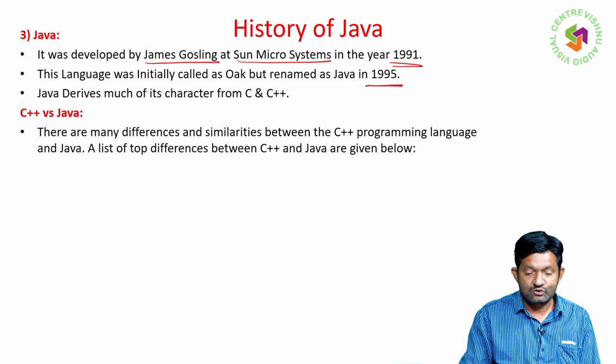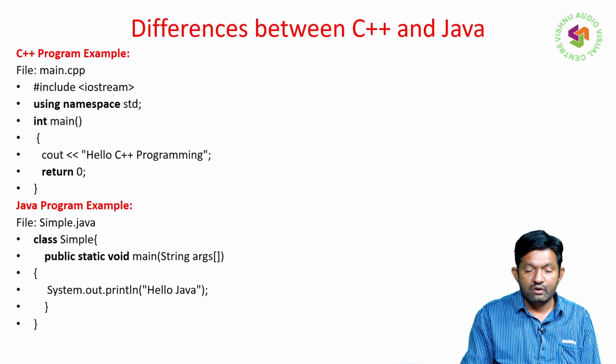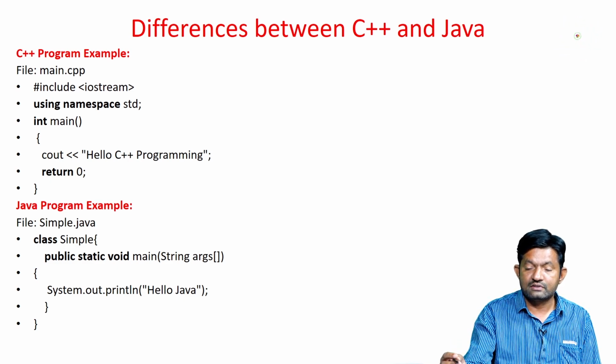There are many differences and similarities between the C++ programming language and Java. A list of top differences between C++ and Java is given below.